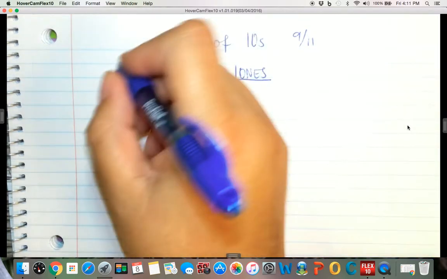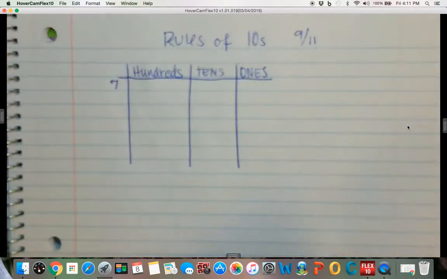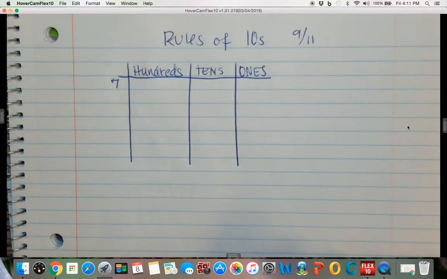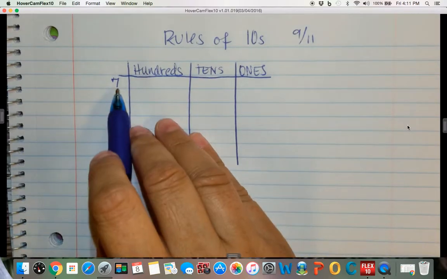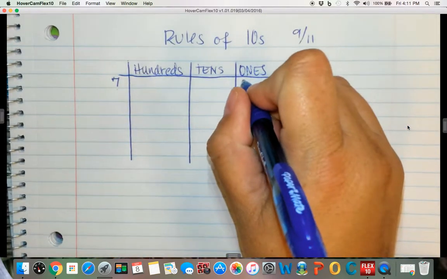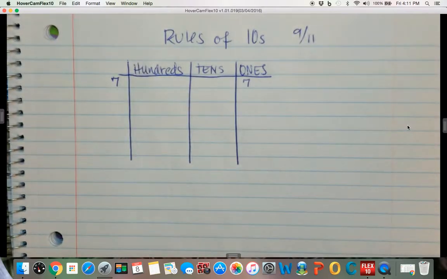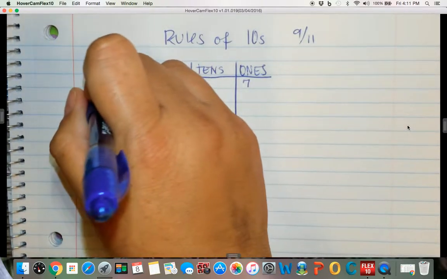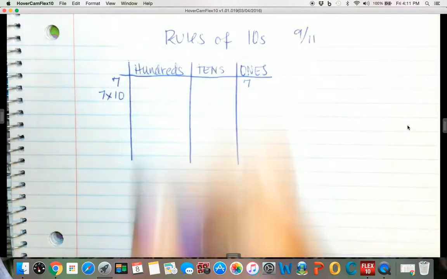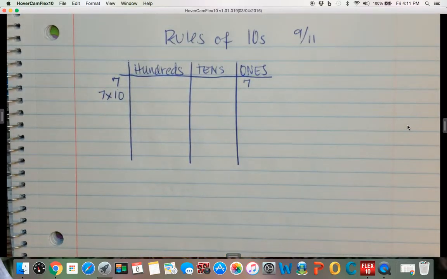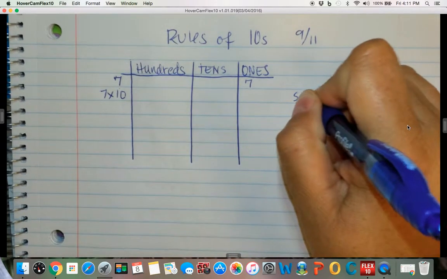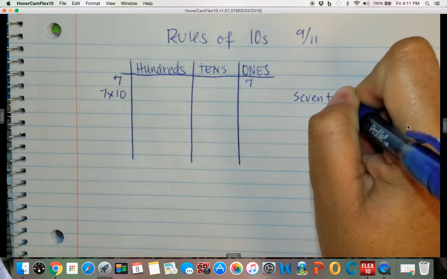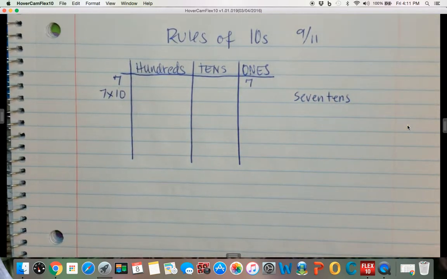We're going to start off with the number 7, and we know that 7 is in the ones place. There are 7 ones. And if I multiply 7 times 10, it means that I have 7 tens. I'm going to write it over here. 7 tens. 7 groups of 10.